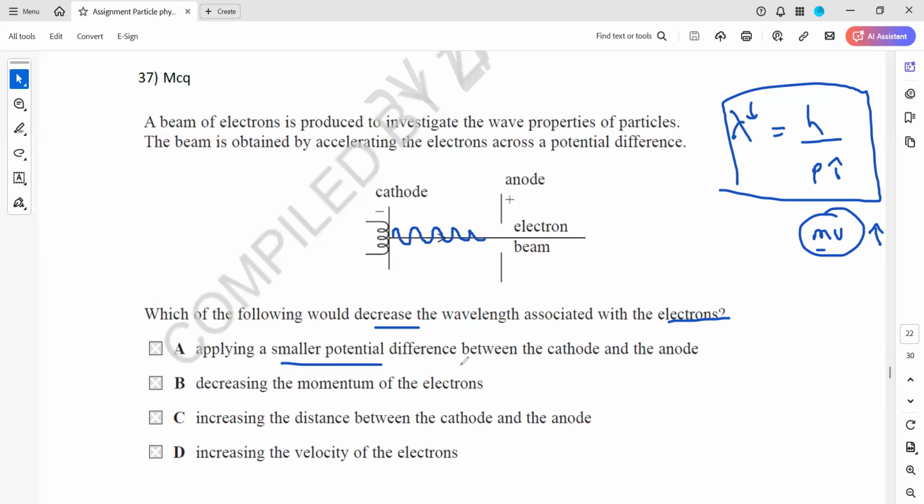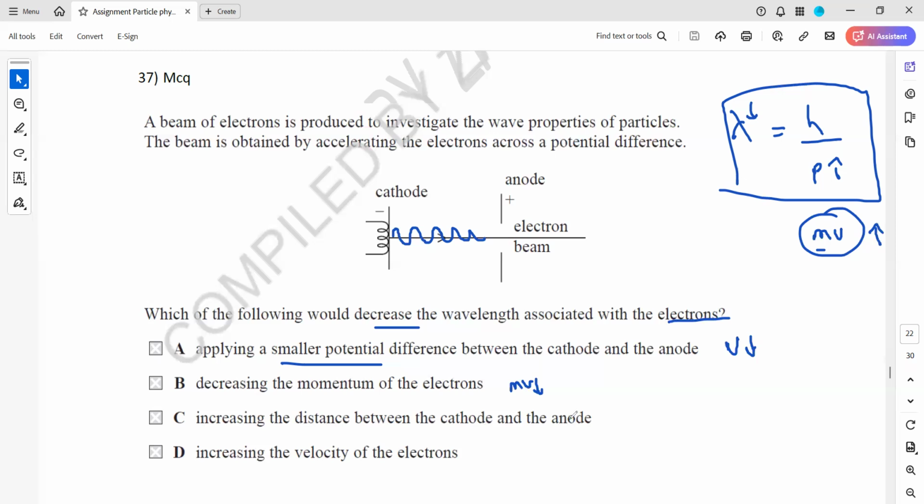If we apply a smaller potential, the speed will be less because a lesser amount of electrical energy is supplied. So it will have a lower kinetic energy, so the speed will be less. If we decrease the momentum, it won't decrease the wavelength, it will increase the wavelength.